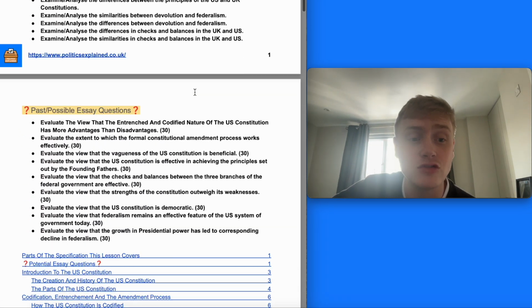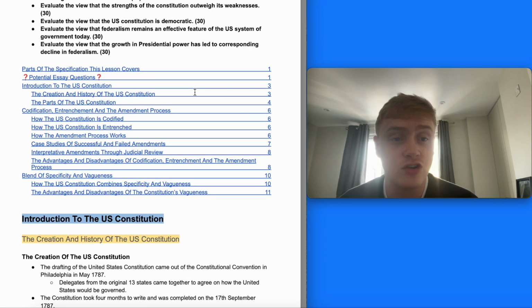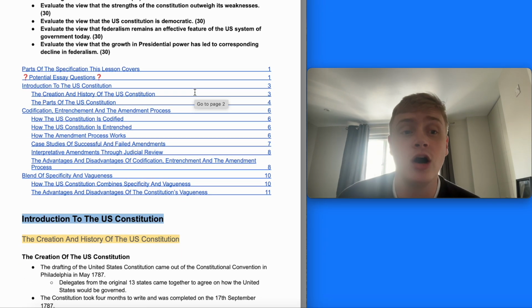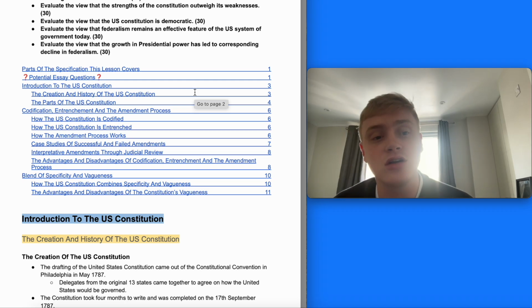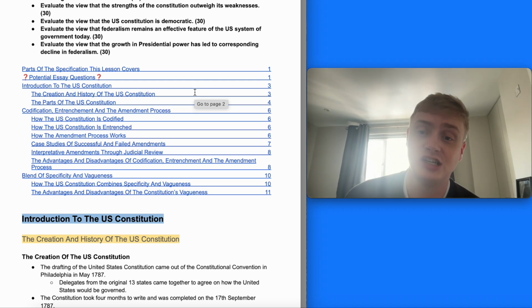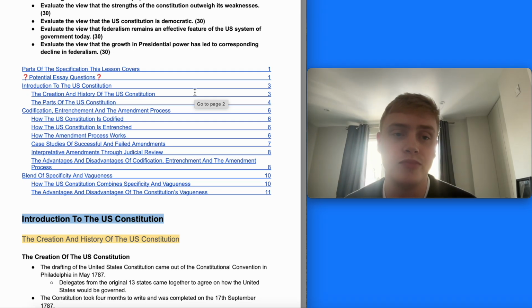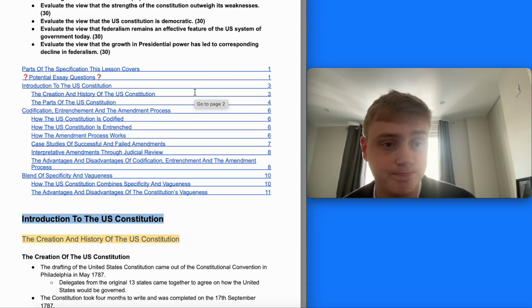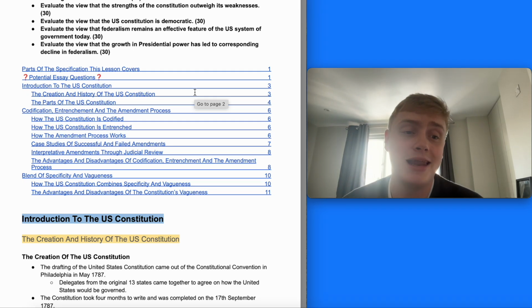I'm then going to give an introduction to the US Constitution, looking at its creation as well as the key parts of the Constitution. I'm then going to look at the codification, entrenchment, and the amendment process, including advantages and disadvantages of the amendment process in particular. And then finally, I'm going to look at the blend of specificity and vagueness in the Constitution.